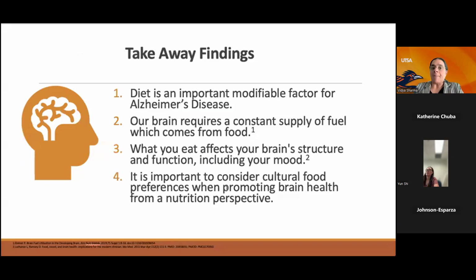So I just want to wrap up with some takeaway findings. Certainly diet is an important modifiable factor. Our brain does require a constant supply of fuel, which obviously comes from food. And if you remember that image where we talked about the plasticity of brains, what we eat does affect our brain structure. It also affects our mood, which is why when we are happy, we resort to certain foods, and when we are sad, we resort to certain foods. But always keep in mind the cultural background when you think about promoting brain health.